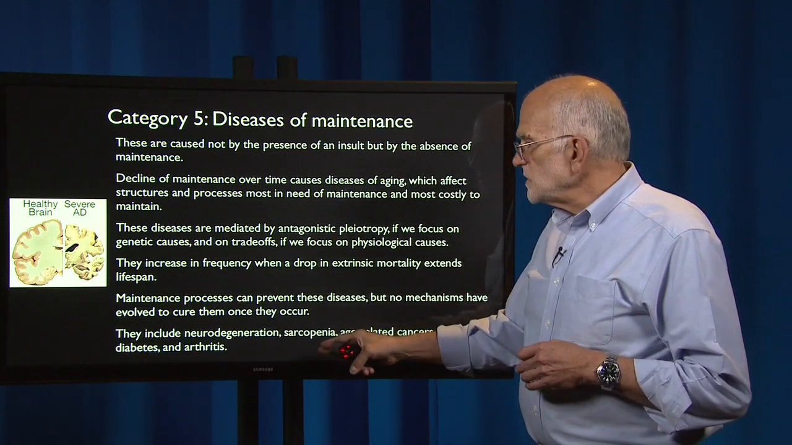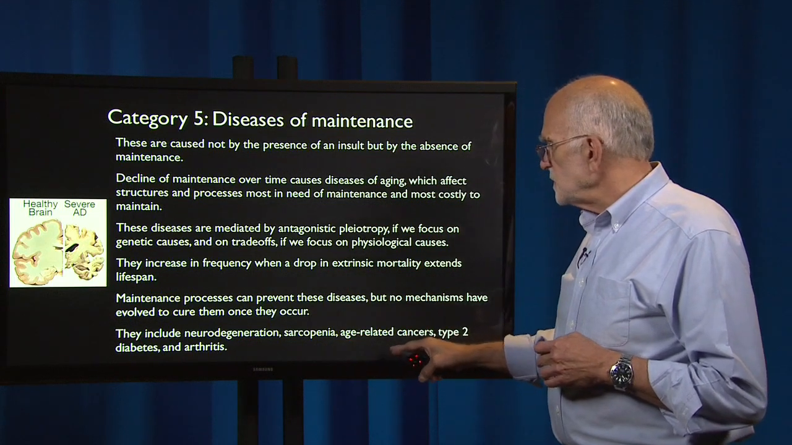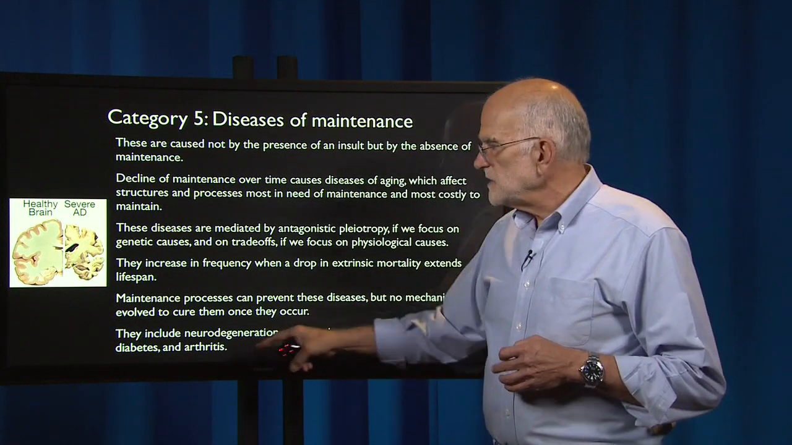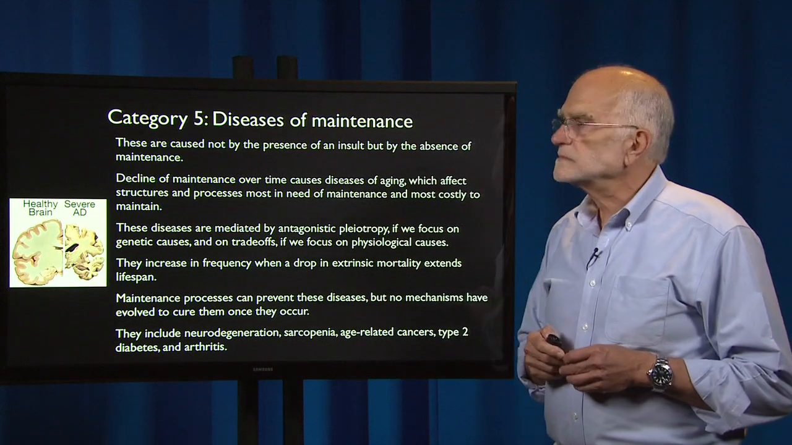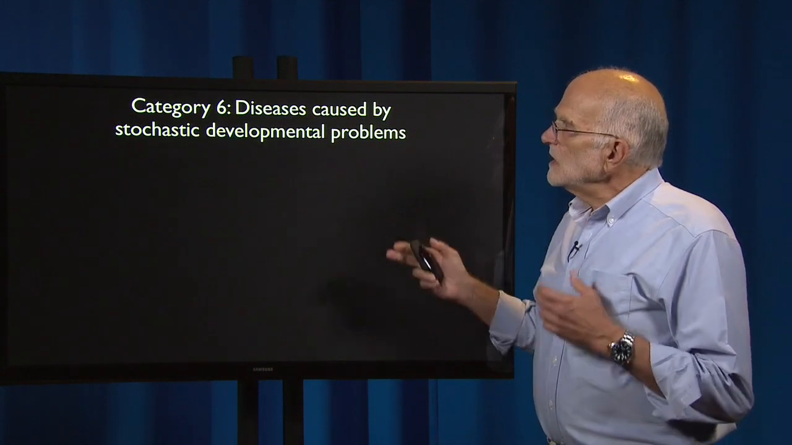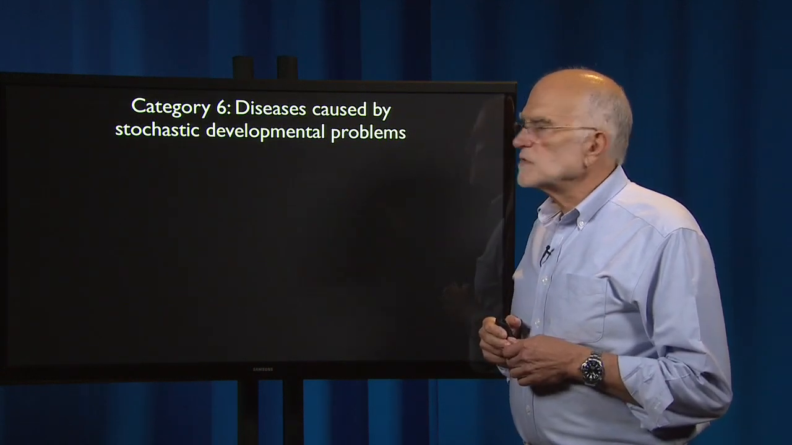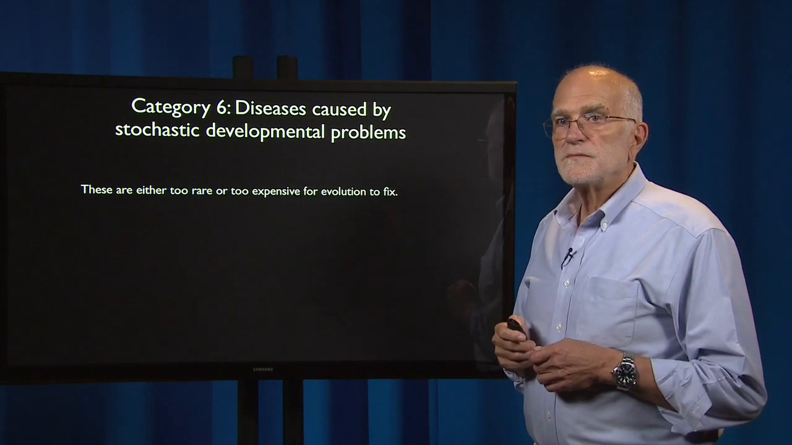They include neurodegeneration, sarcopenia, age-related cancers, type 2 diabetes, and arthritis. Category 6 diseases are caused by stochastic developmental problems.